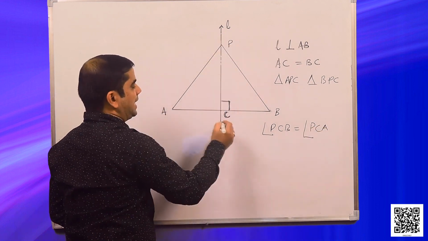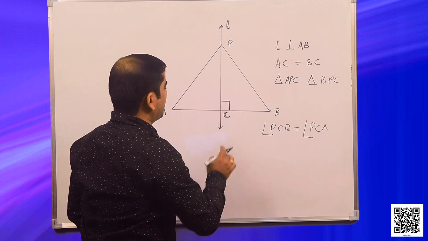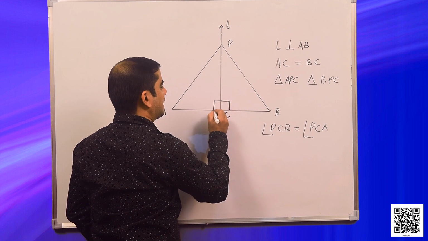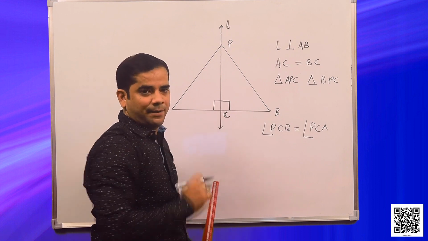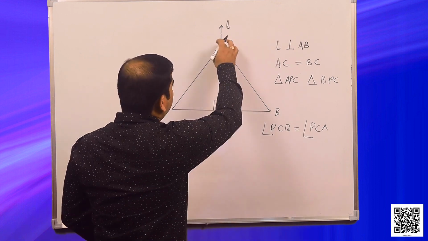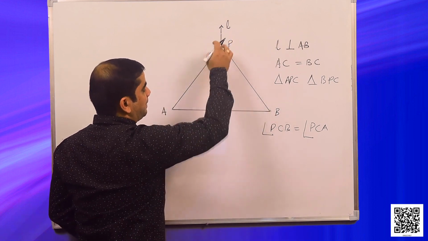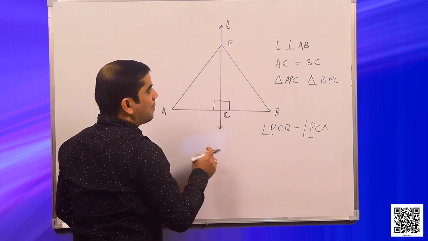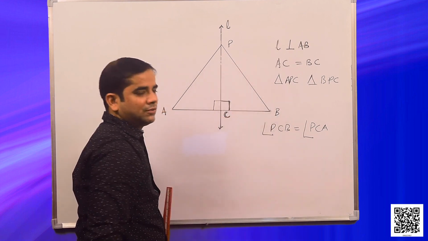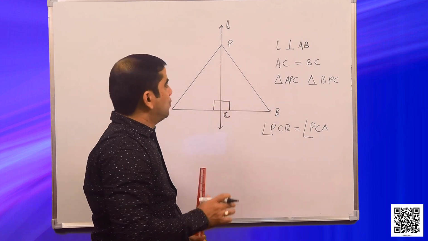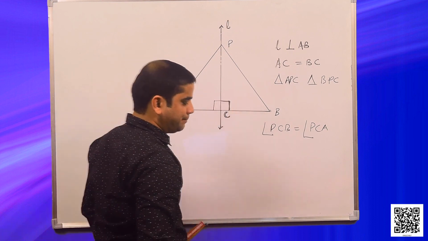Why? Because L is perpendicular to AB, that means PC is also perpendicular to AB. That means these two angles are equal, that are right angles. So that is why angle PCB is equal to angle PCA. What other thing is there? PC is a common side for triangle APC and triangle BPC, isn't it? PC is the common side of triangle APC and triangle BPC. So with all this data, we can prove that these two triangles are congruent. Let us do it.